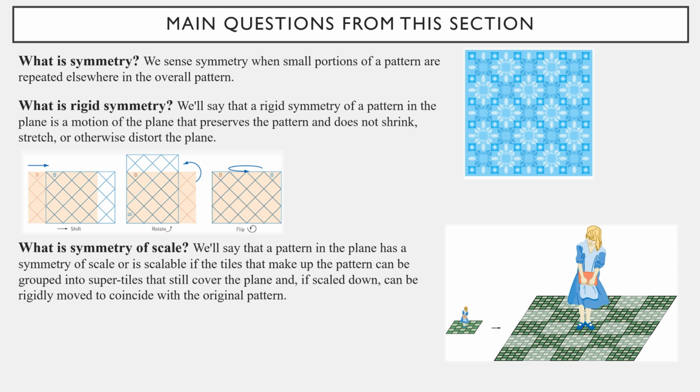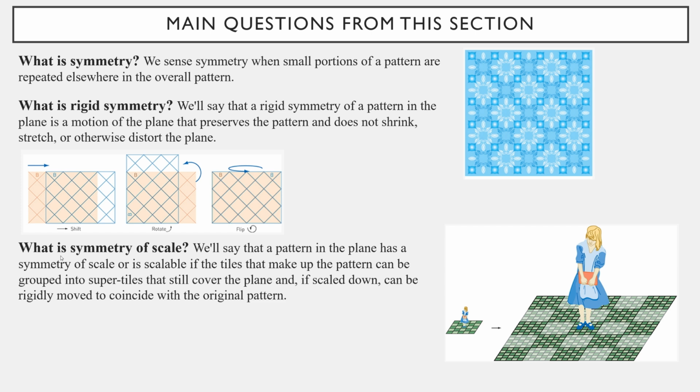Then there's this concept called rigid symmetry. We'll say that a rigid symmetry of a pattern in a plane is a motion of the plane that preserves the pattern but does not shrink, stretch, or otherwise distort the plane. So if you think about this as our original pattern, and you shift it or rotate it or flip it, it still has the same overall pattern shape, but it doesn't distort it and doesn't change its size.